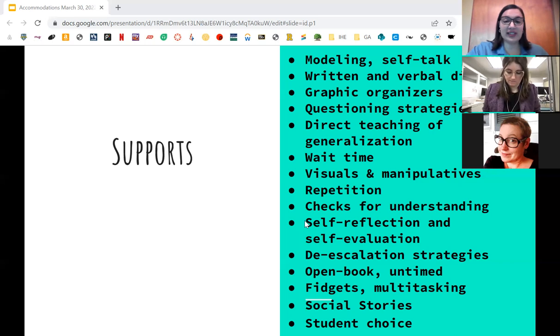Incorporating self-reflection and self-evaluation. We'll talk more about that with assessment next time we meet too. Using de-escalation strategies. So not reacting if there's behavioral needs in your class, even if someone blurts out or something small like that, but promoting self-regulation strategies and modeling those yourselves as well. So there are lots of strategies that fall under this.